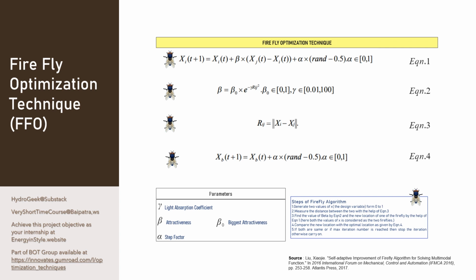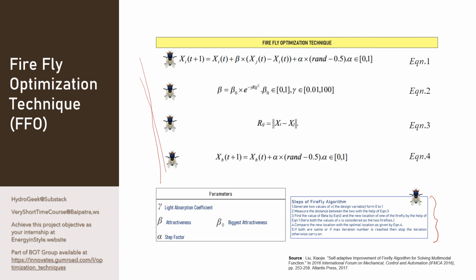So first, the firefly optimization technique. In the case of the firefly optimization technique, this schematic diagram, or I would say these are the steps that are required to be followed. And I think these are the equations that are required, and these are the steps to be followed. So what is the first step? The first step is you have to generate two values from your search domain, which is between 0 to 1.